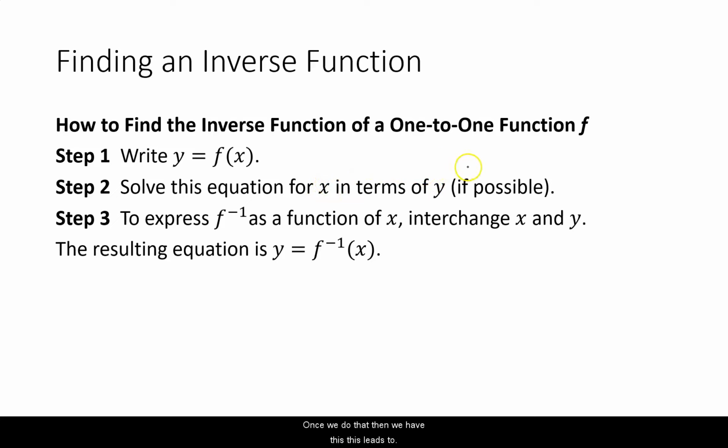And once we do that, this leads to the implicit form of f inverse. In other words, we're representing f inverse as a function of y. But then if we want to express f inverse as a function of x, then we simply interchange the x and the y variables to get our inverse function.